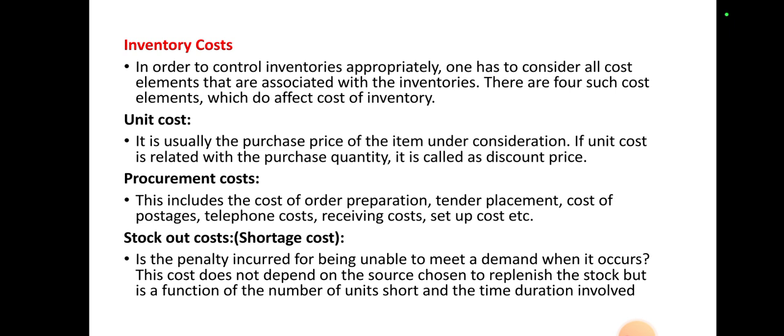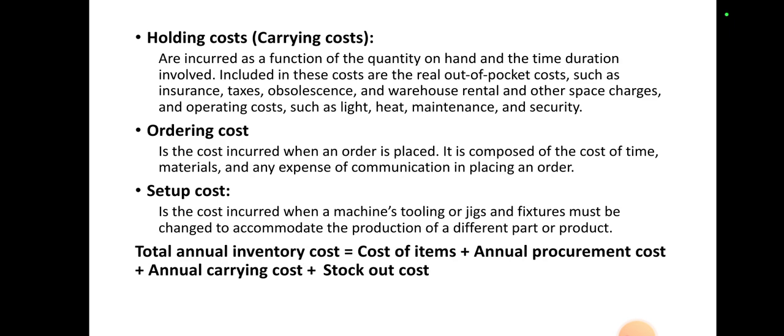Next, procurement cost. This includes the cost of order preparation, tender placement, cost of postage, telephone cost, receiving cost, setup cost, etc. Next, stock out cost. Shortage cost is the penalty incurred for being unable to meet the demand when it occurs. This cost does not depend on the source chosen to replenish the stock, but is a function of the number of units short and the time duration involved.